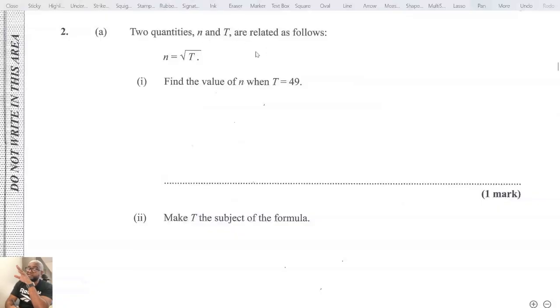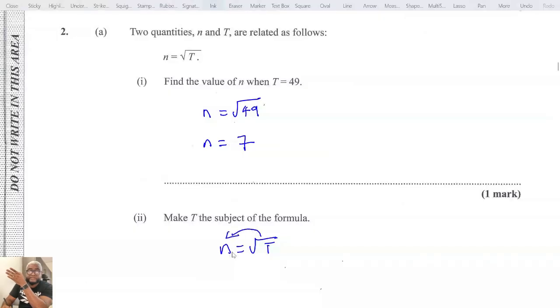The 2 quantities, N and T, are related as follows. So this is the equation that relates N to T. There's no K here because it's not a direct or inverse. It's not directly or inversely proportional, right? So find the value of N when T is 49. So N will be equal to the square root of T. Make T the subject of the formula. If N is equal to the square root of T, and I want to make T the subject, I need to do the opposite of square root here, which is squaring. N squared is equal to T.